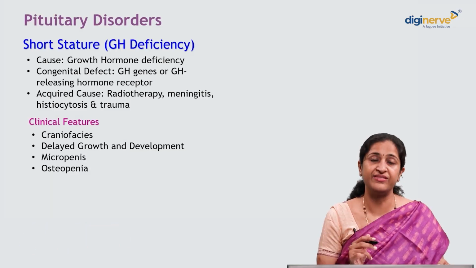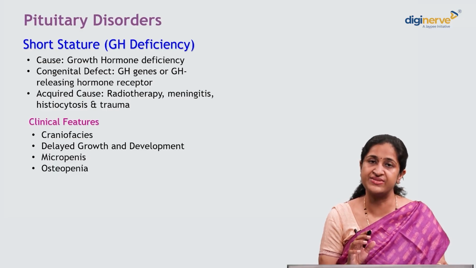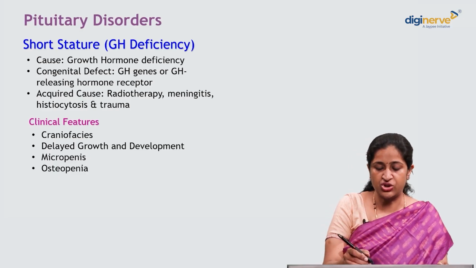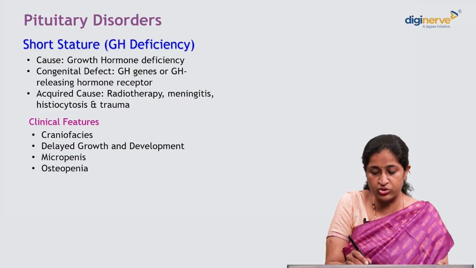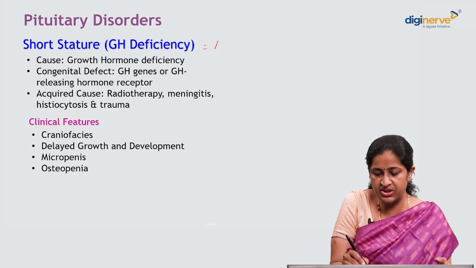In today's session, we'll be discussing endocrine disorders in children. So beginning with the pituitary disorders, first we'll do the short stature. Short stature, the most common cause is the growth hormone deficiency, which is the dwarfism.